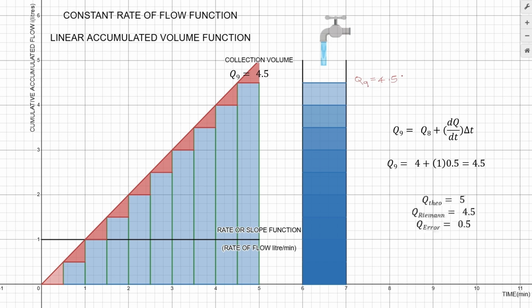And here you can see, as usual, our theoretical value is 5. By using integration our theoretical value was 5. But in this case our Q Riemann is 4.5. So the error is 5 minus 4.5. This is the error.